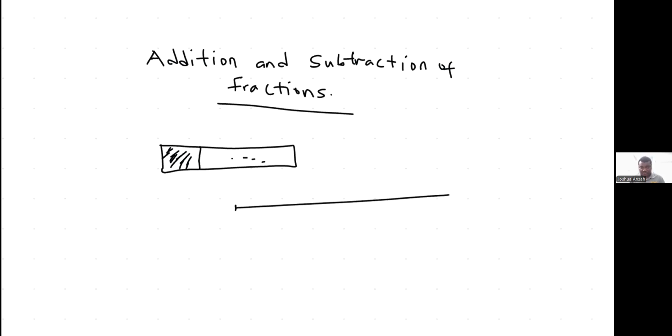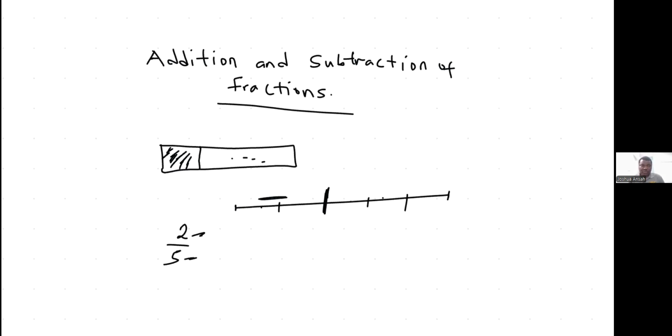Like if you have this, it has been divided into 5 parts. If I'm talking of this part, then my fraction for this part is going to be 2 out of 5. And I remember we talked of something known as numerator and denominator. The numerator is the upper number, and the denominator is the lower number.